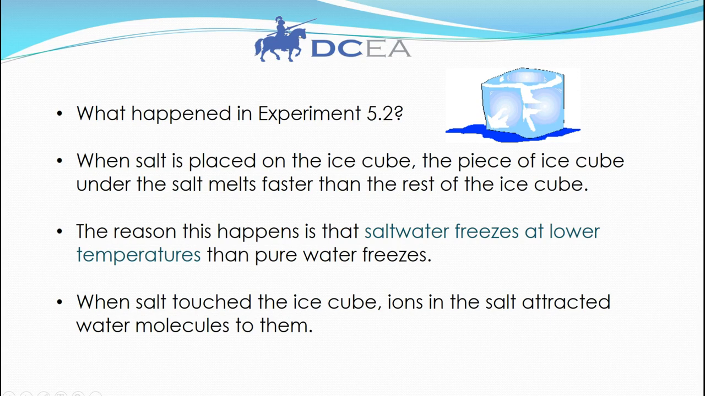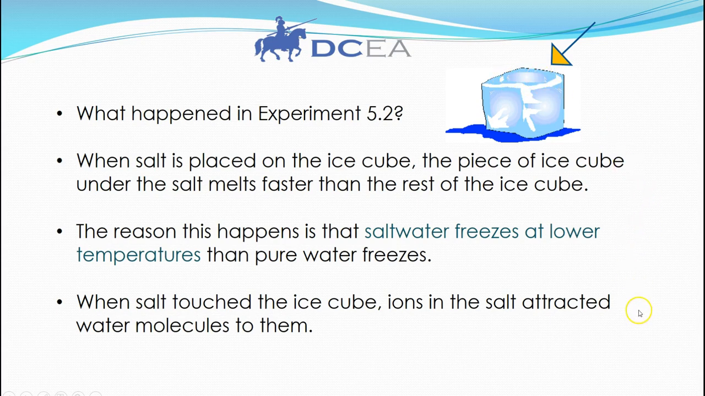So what happened in Experiment 5.2? When salt is placed on the ice cube, the piece of ice cube under the salt melts faster than the rest of the ice cube. It was difficult to see in the video, but a chunk of the side of the ice cube fell off. Many times you'll see a hole form in the center.